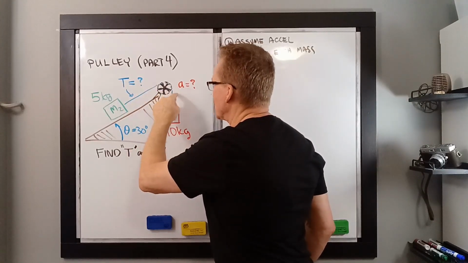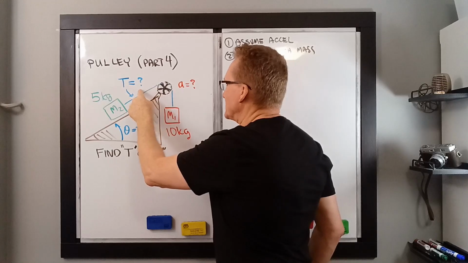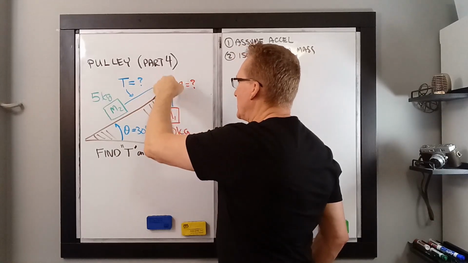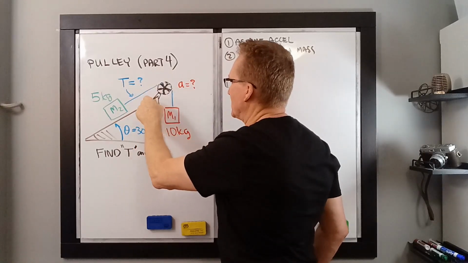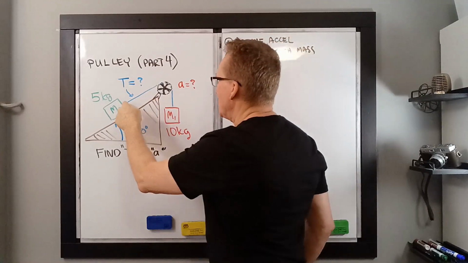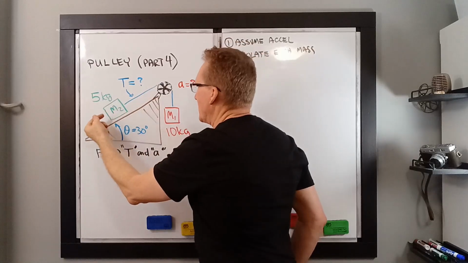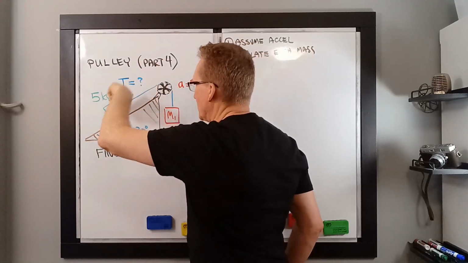One is the tension in this pulley. If you remember from before, the tension in the pulley stays the same here and here. All the pulley does is redirect the force, redirect the tension. That's all it does. And we have one acceleration for the system. This rope stays taut like this, so the acceleration will either be in this direction or in this direction.